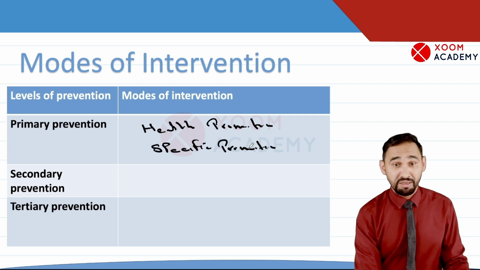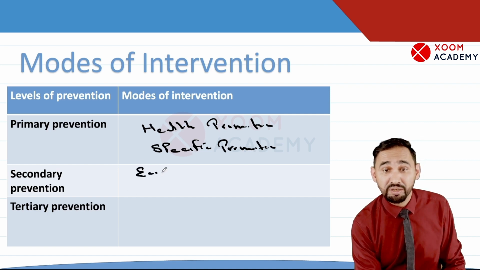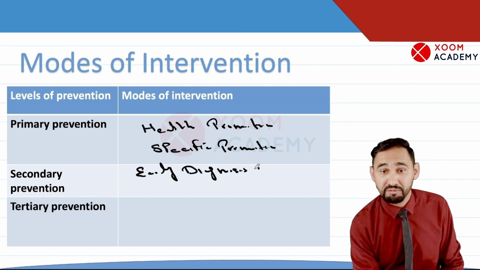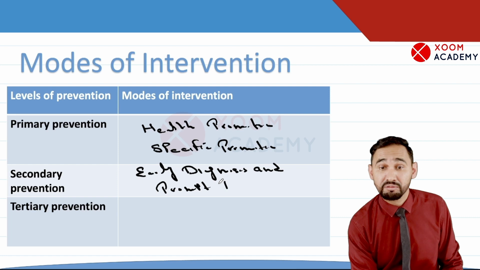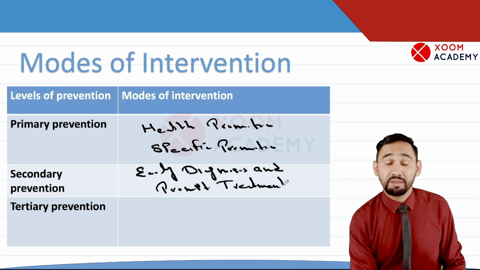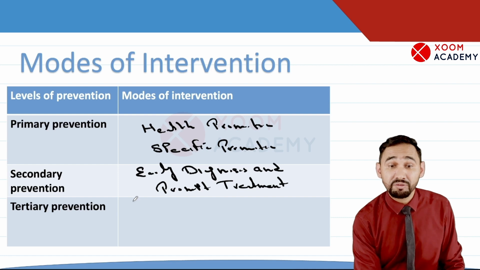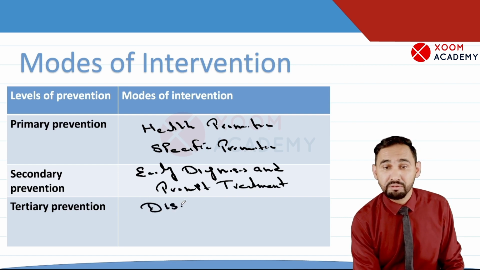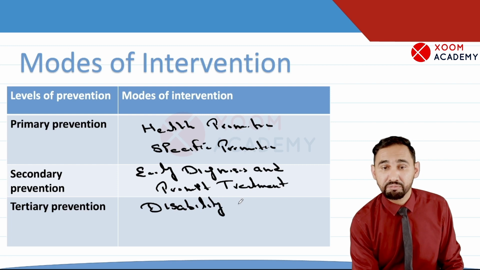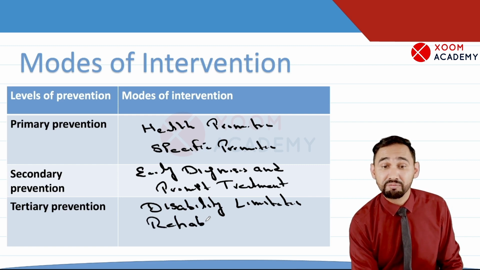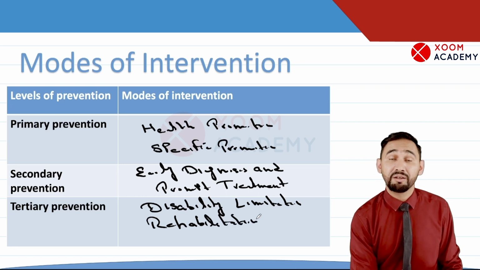Then in secondary prevention, early diagnosis. We have to diagnose the disease at earlier stages, but we have to treat. Diagnosis without treatment is not useful. Now, in tertiary prevention, we have to do disability limitation. We have to stop the process of disability, and rehabilitation. We have to bring that person to a normal life. These are various modes of intervention. Now, let's discuss them one by one.